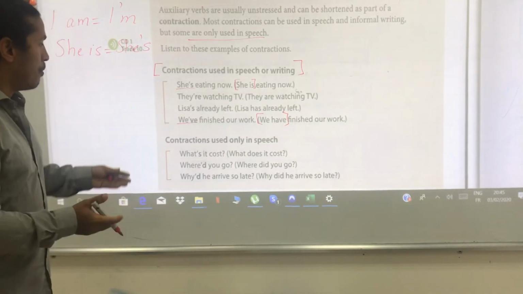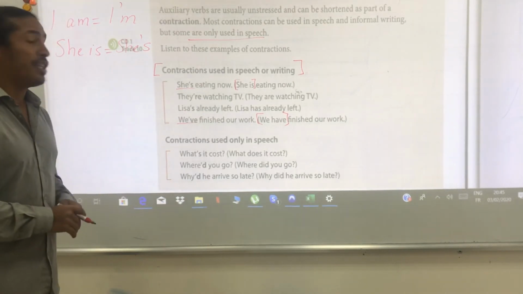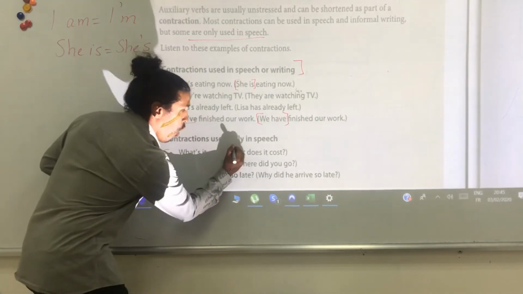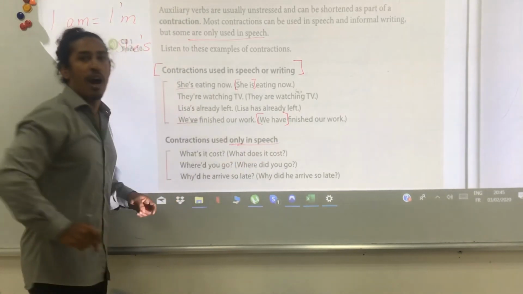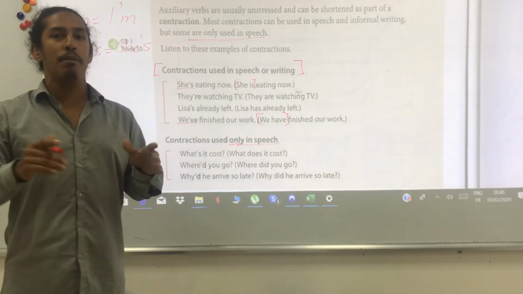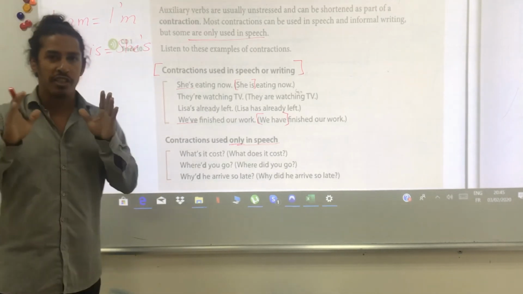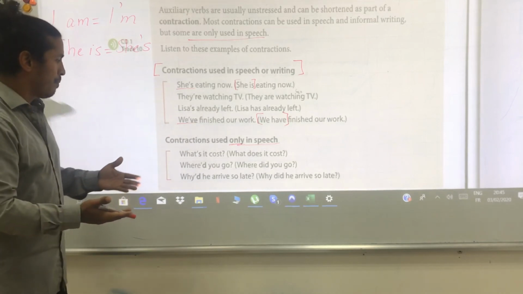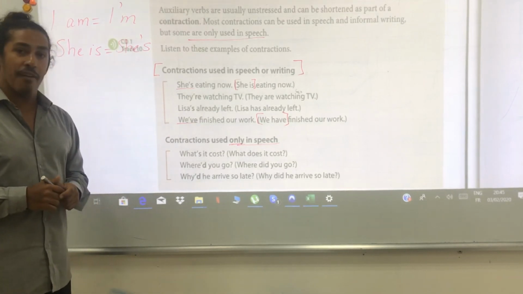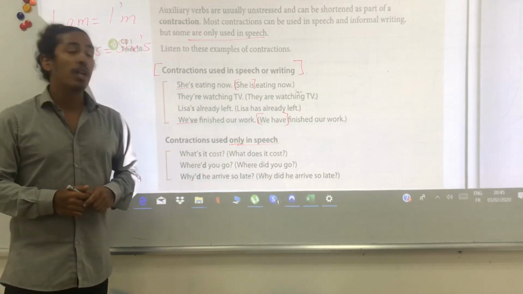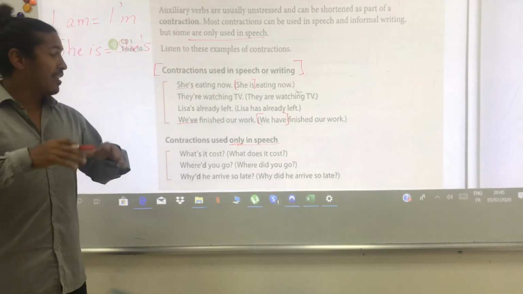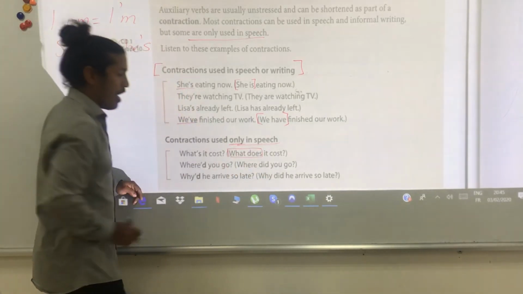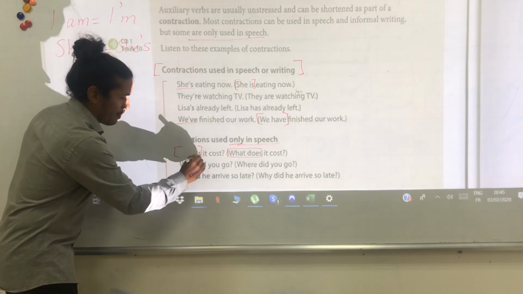Okay, moving on. Contractions used only in speech. We do not write this way. If you write this way, you will be marked incorrect for this. Okay, we only say this when we're speaking to each other or in conversation. Okay, so what are the examples that they have here for us? What's it cost? The contraction is what does it cost? And we turn it to what's. Yeah?